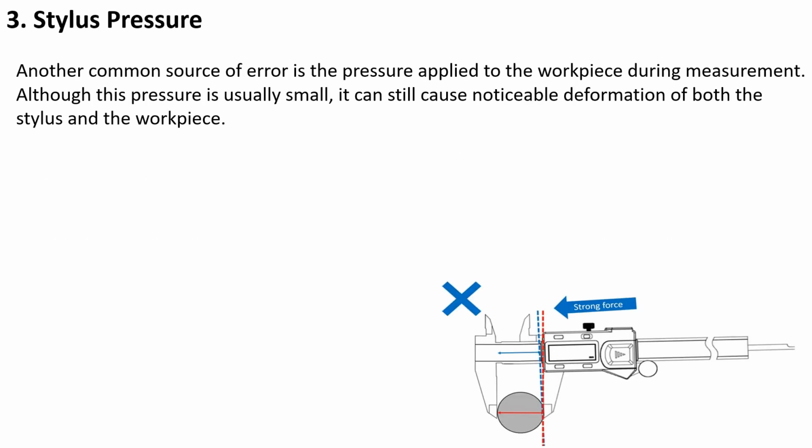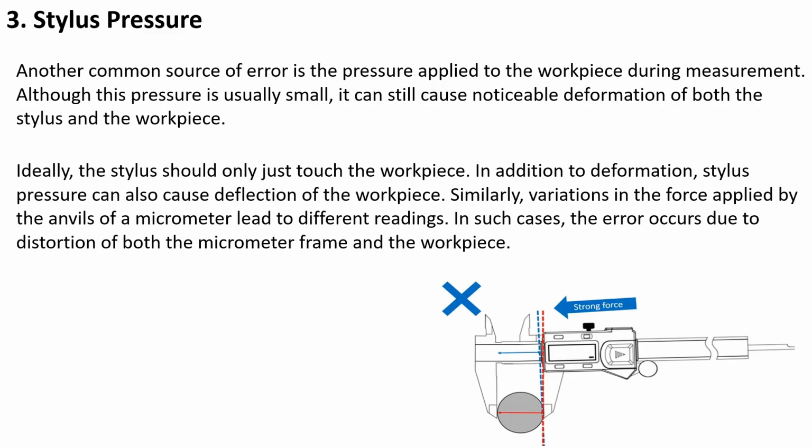Next, we have to look at stylus pressure. Another common source of error is the pressure applied to the workpiece during the measurement. Although this pressure is usually small, it can still cause a noticeable deformation of both the stylus and the workpiece. So ideally, the stylus should not just touch the workpiece.